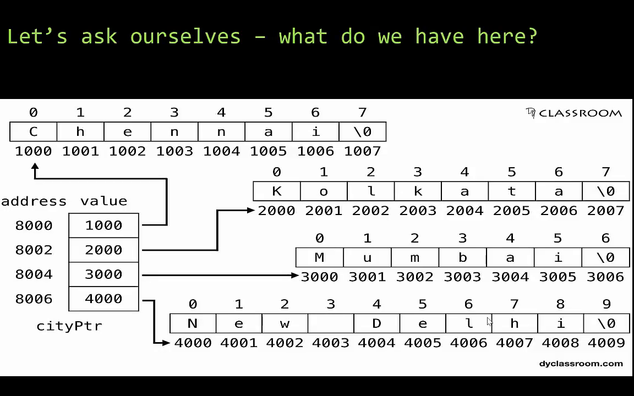So what do we have here? This is a pointer. On the RAM, it has the locations of where information is stored. For example, here, at address 8000, we have the value of 1000, which points to address 1000 that contains a capital C. Here at address 8002, it points to address 2000, which contains a capital K. Address 8004 points to address 3000, which contains a capital M, and then at 8006, we have the pointer which points to address 4000. We go to address 4000, we can find a capital N there. That is an example of a pointer.